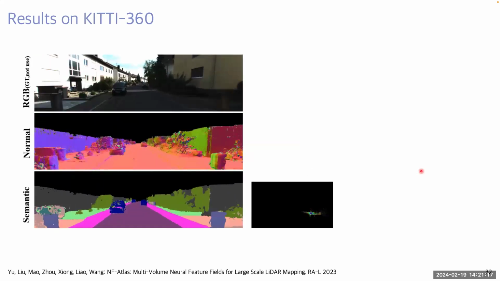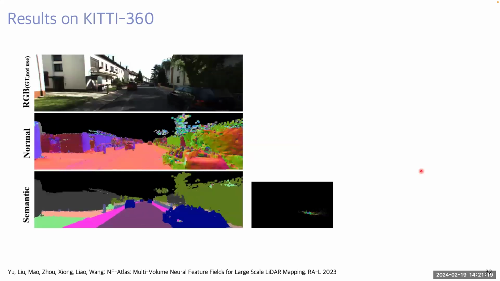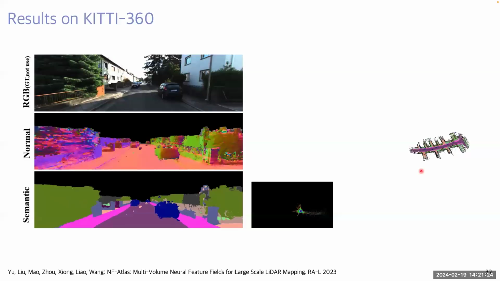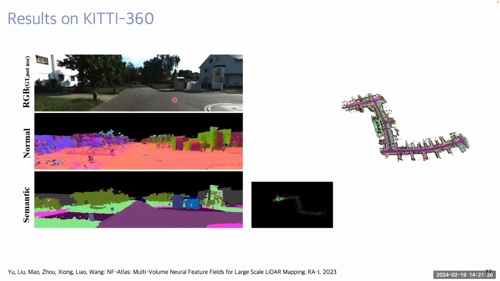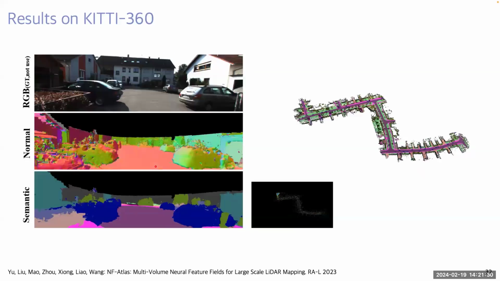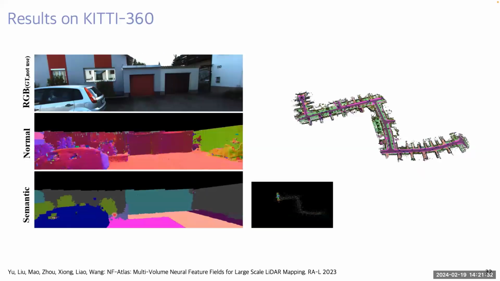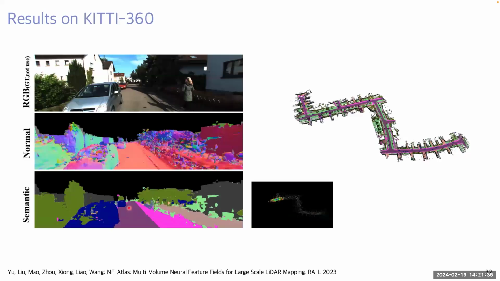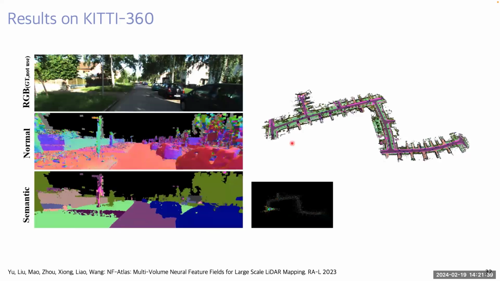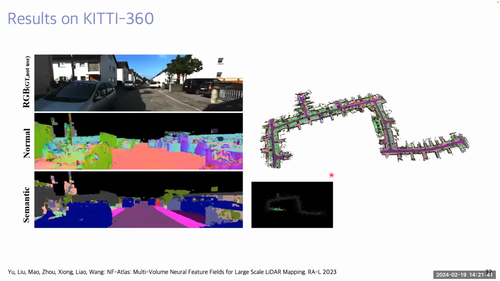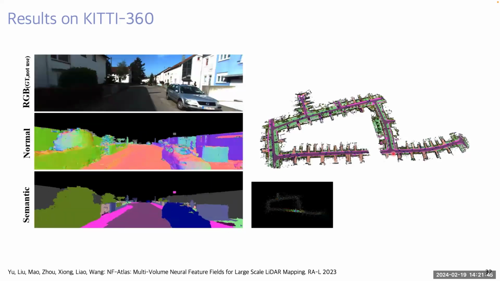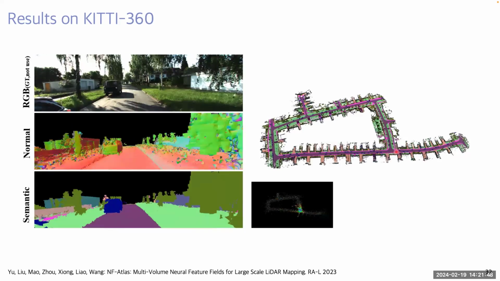So this is the demo that we have on the KITTI-360 dataset. This is a pure LiDAR-based method, so the RGB images are only used for visualization. This is the reconstructed normal, and below is the reconstructed semantic. Here we see that the model can scale to a large scale easily, and it can also quickly adapt to the loop closure. I think there will be a loop here.